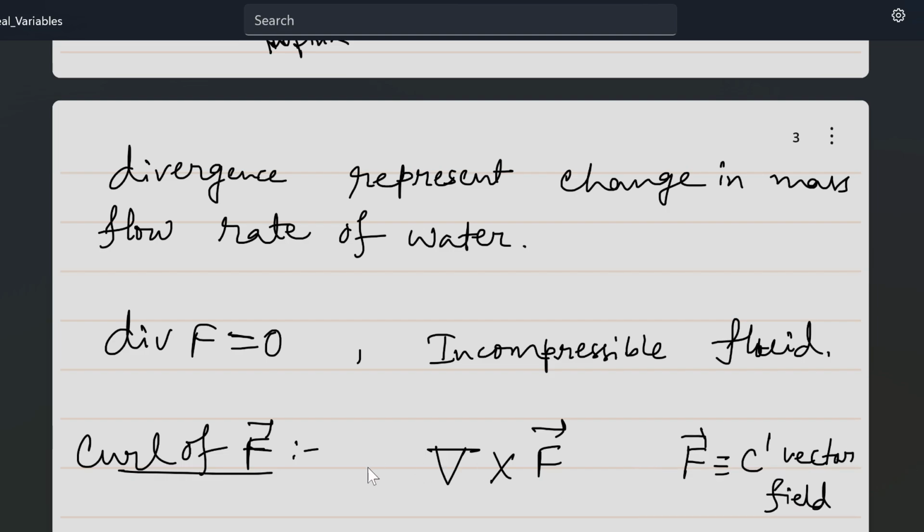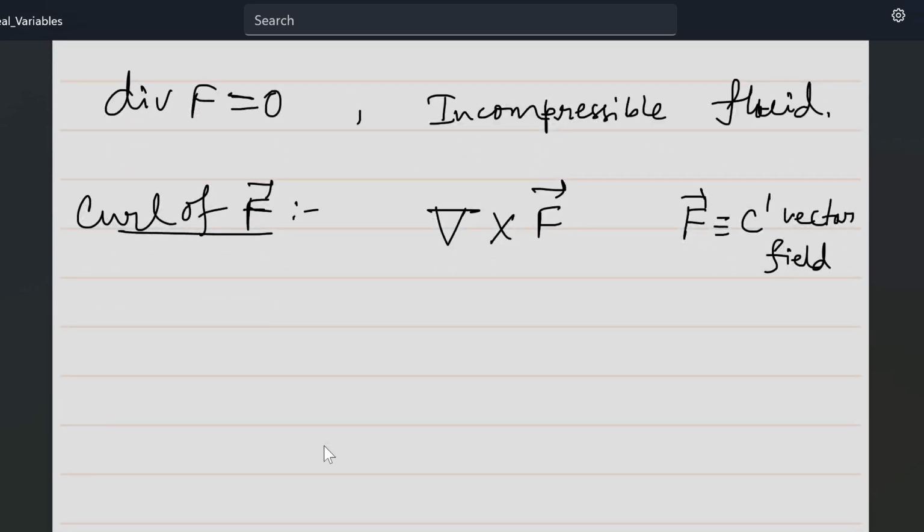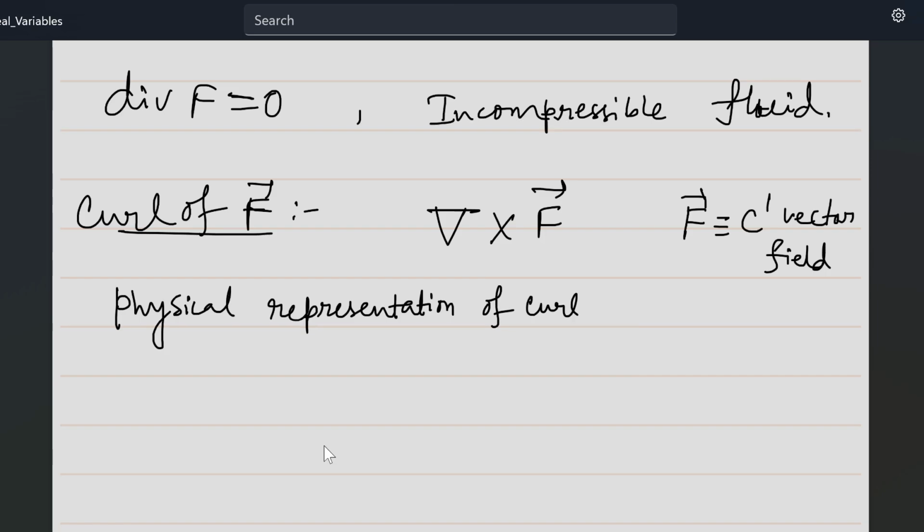So I am asking, what is the physical representation of curl? Can anyone tell me? Physical representation of curl. Anyone?